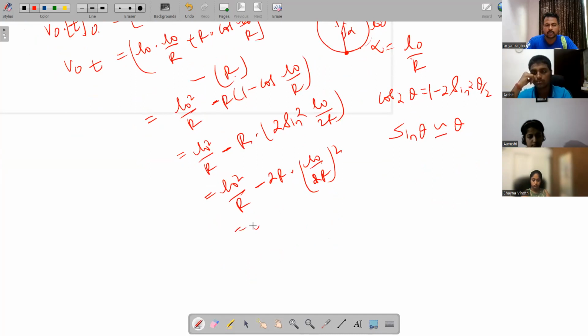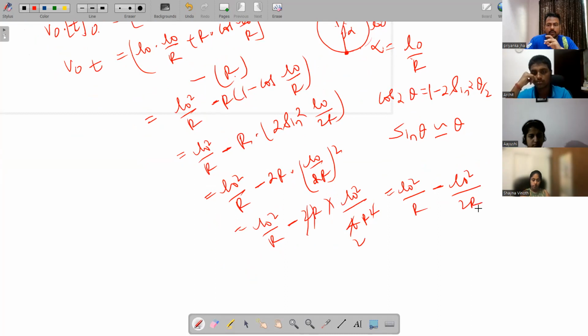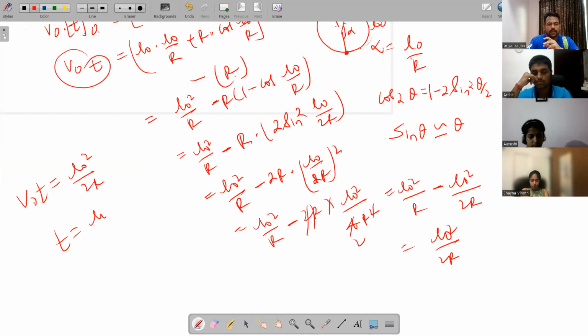So here it should be L naught square by r minus 2r into L naught square by 4r square. So this is L naught square by r minus L naught square by 2r. So it should be L naught square by 2r. So V naught t is L naught square by 2r. So t should be L naught square upon 2 V naught into r.